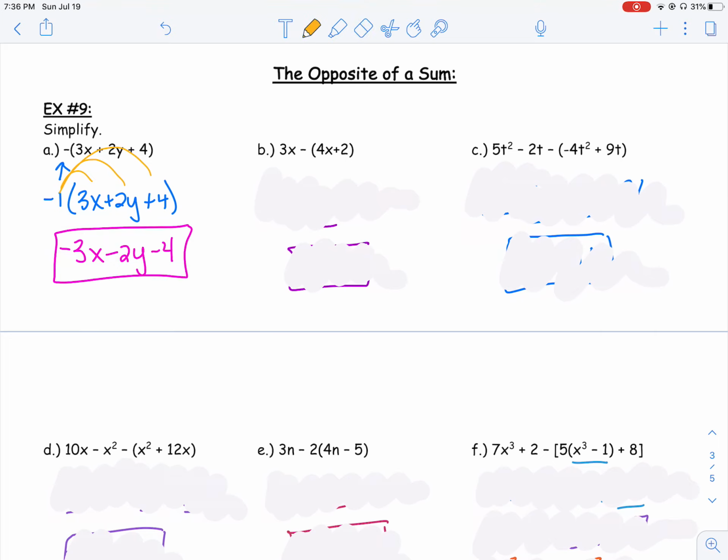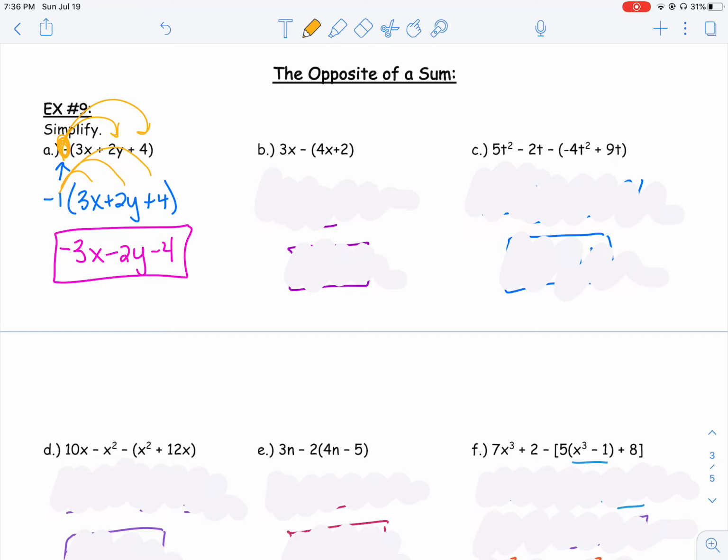Or you can think of it being the opposite. I want the opposite of positive 3x, which is negative 3x. I want the opposite of 2y, which is negative 2y. And I want the opposite of positive 4, which is negative 4. Really what that does is it changes the signs to every term inside those parentheses. If there are any like terms, we want to combine them. But in this problem, there aren't. The 3x, the 2y, and the 4 are different terms, so I would just leave it like that.